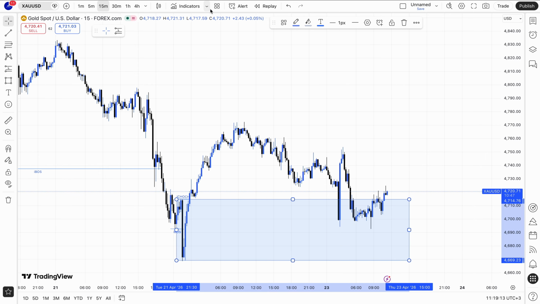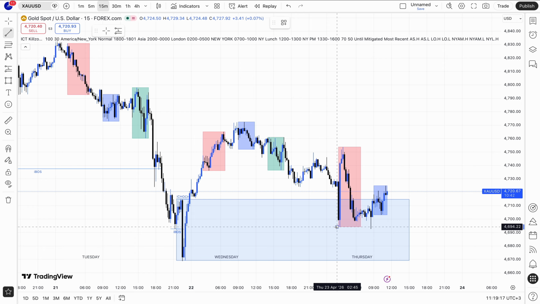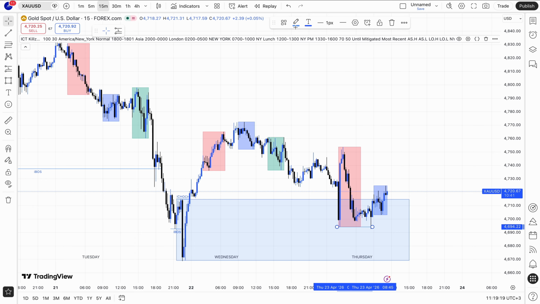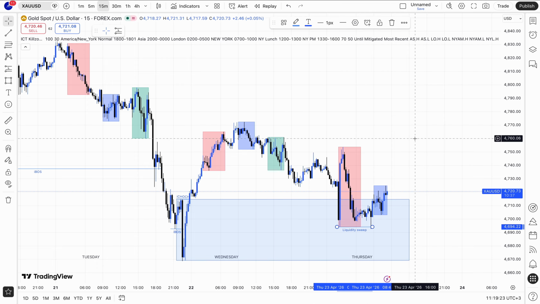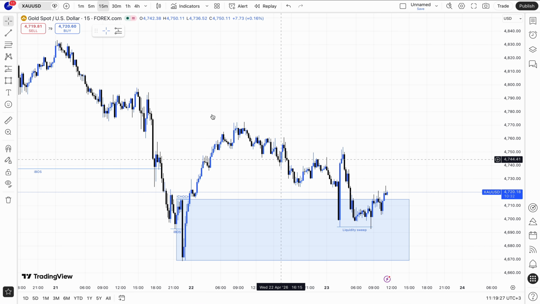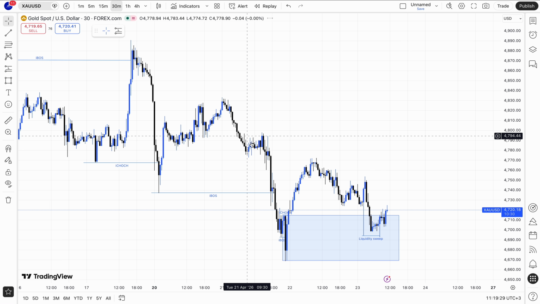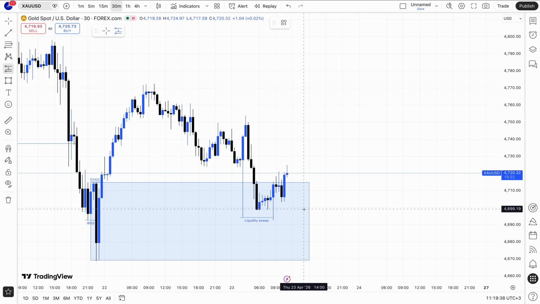And then we had our Asian session liquidity swept. And then from there, we had the sweep. Then you had our final confirmation from this candle break. This was our final confirmation. And then the price came back, tapped in.